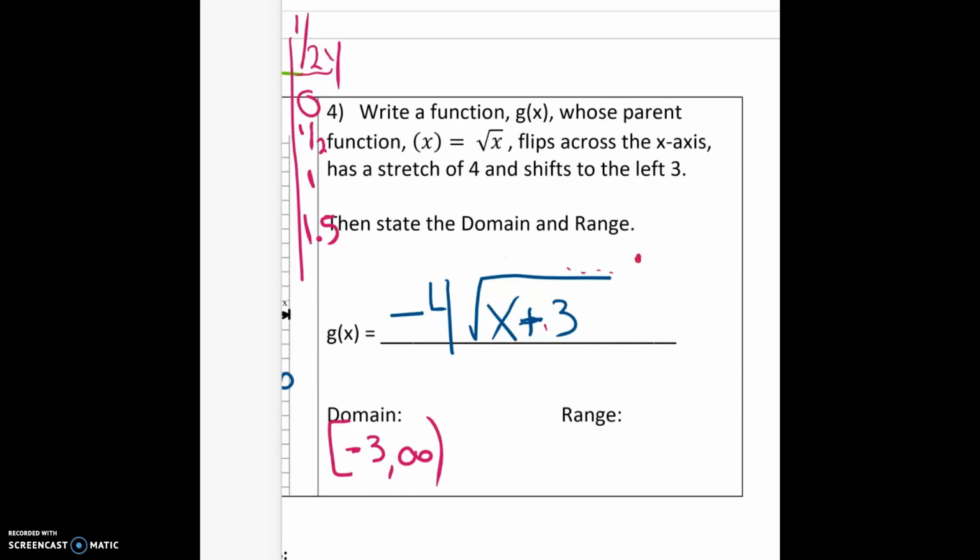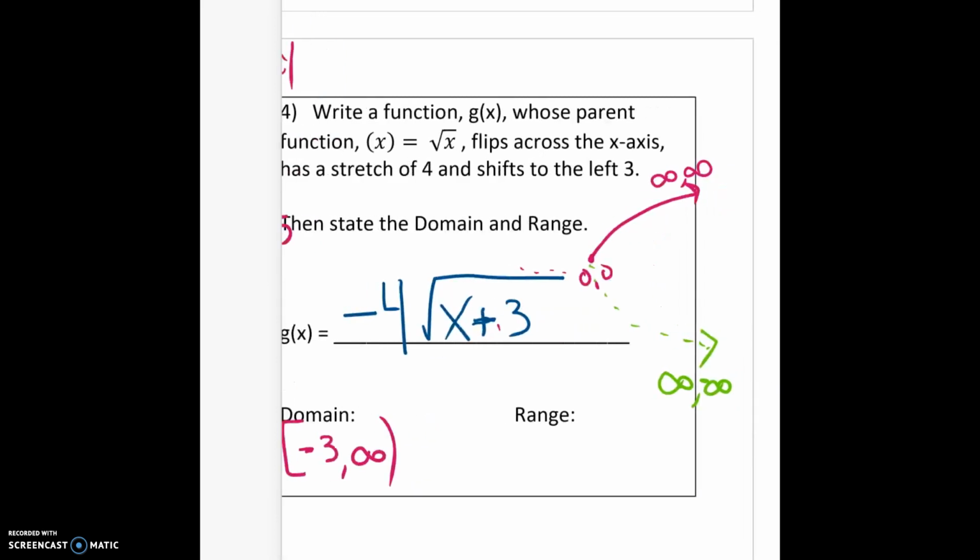So normally it starts at (0, 0) and goes this way. But first it's going to flip, which is going to cause it to go like this instead. So now, instead of infinity, infinity, it's going to be infinity and negative infinity. And now I'll apply the left 3. So it's still going to be going left 3 and starting at (negative 3, 0). But now this is your shape.